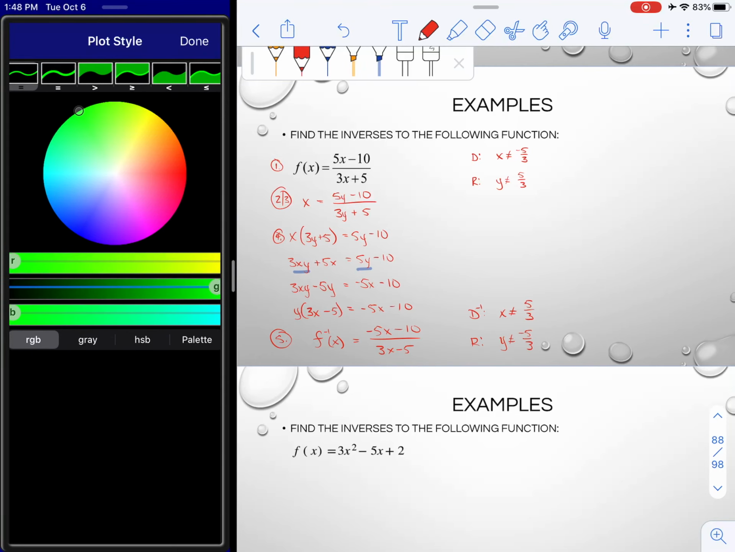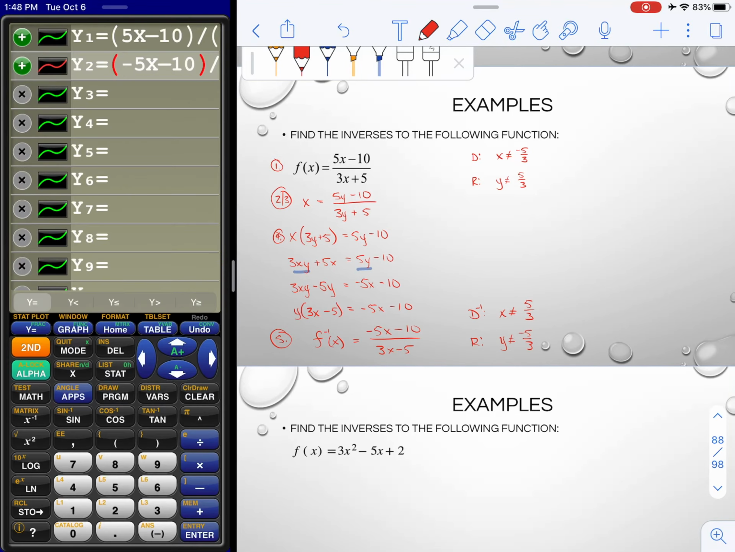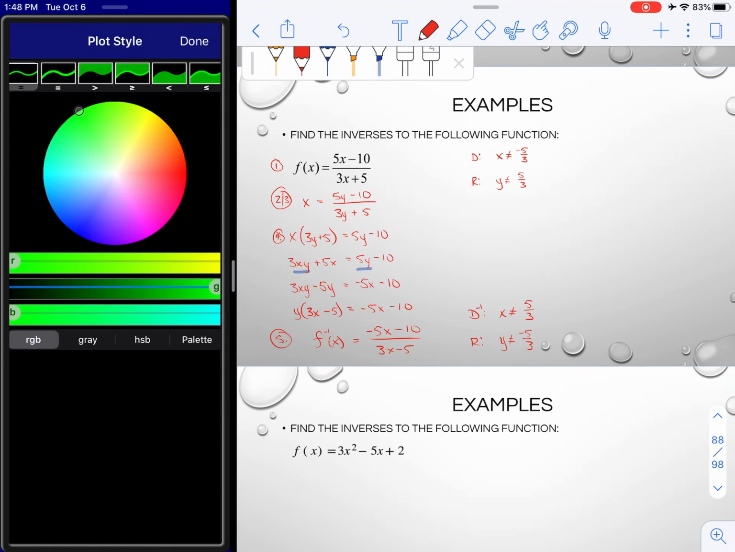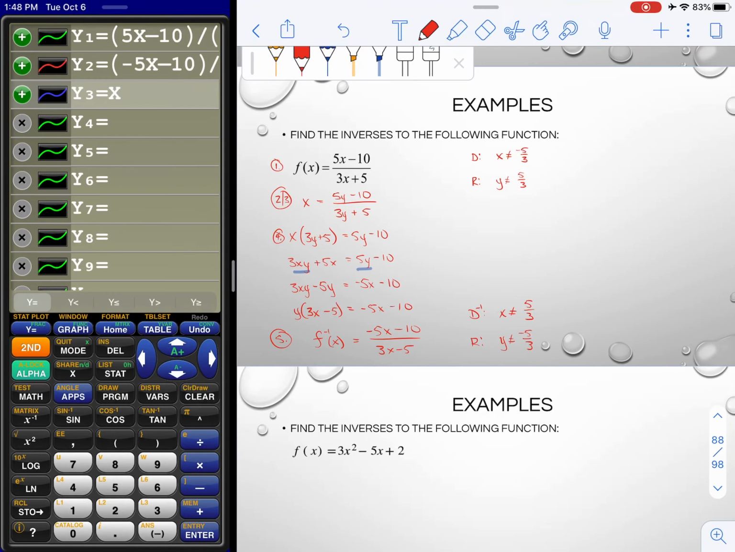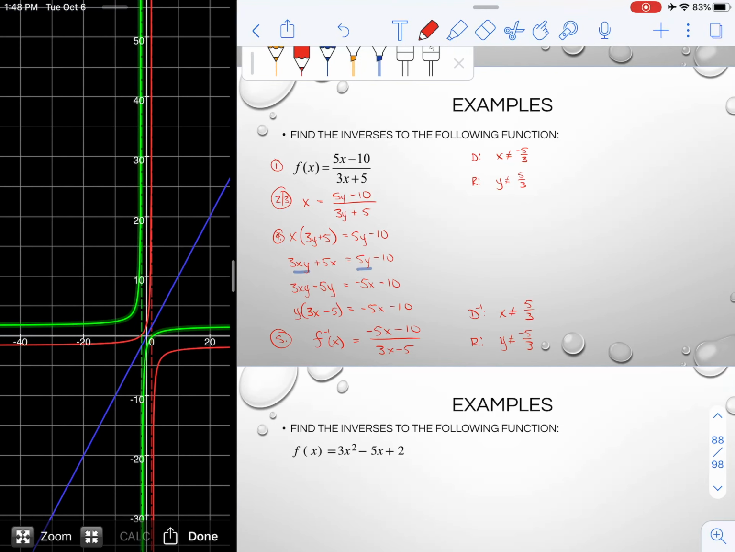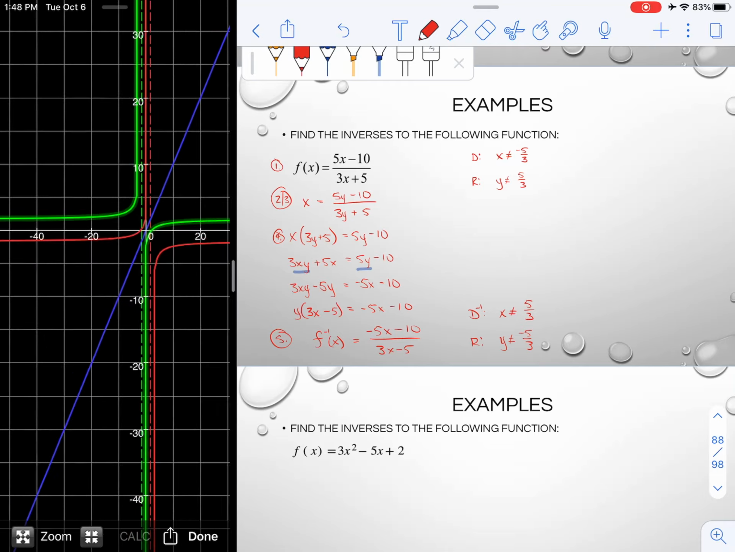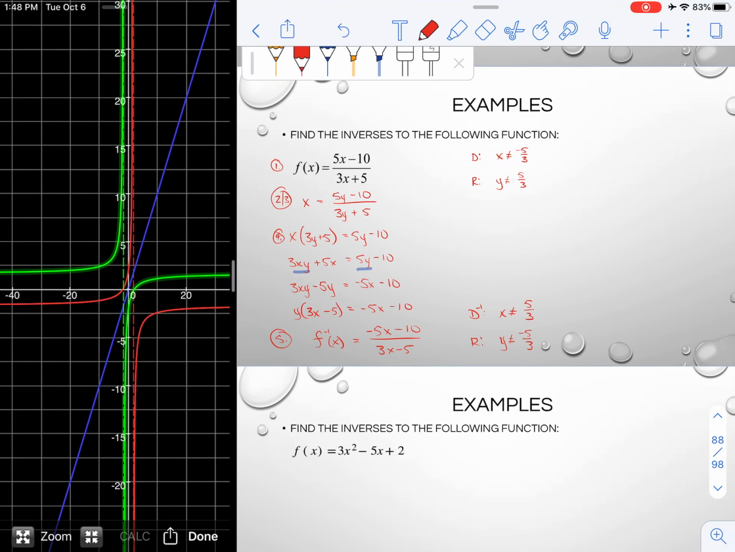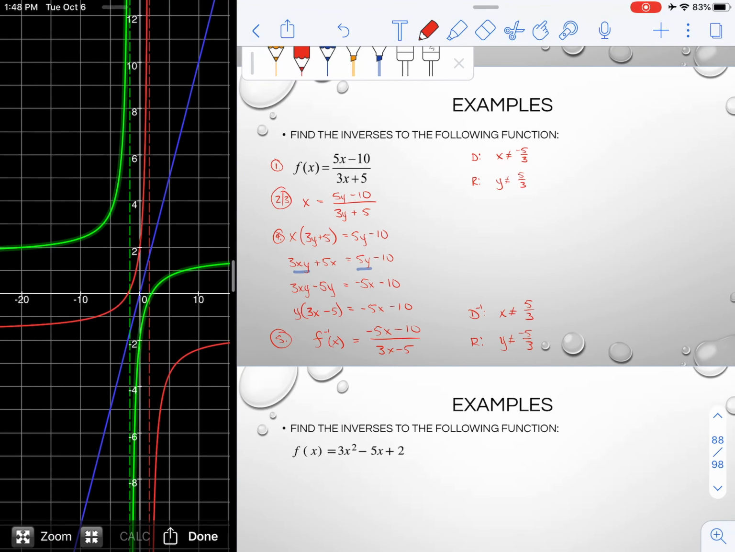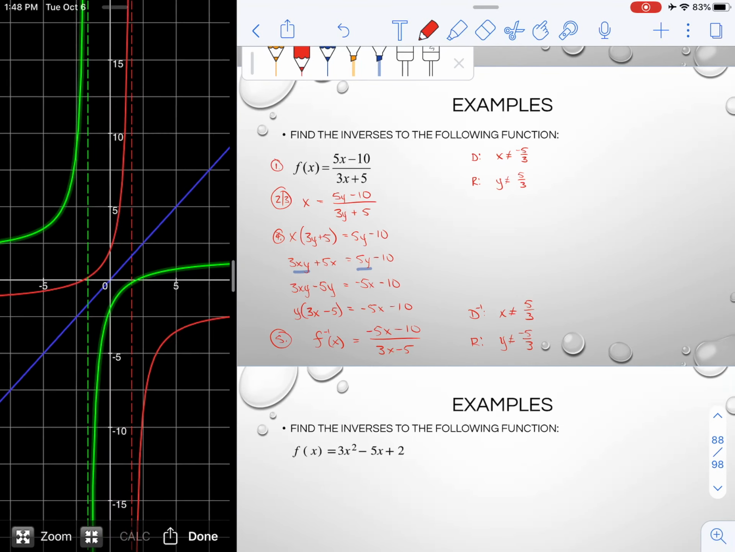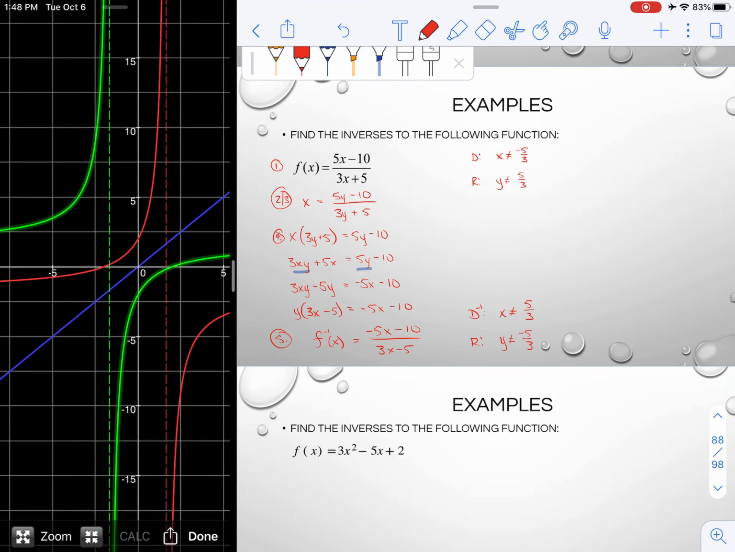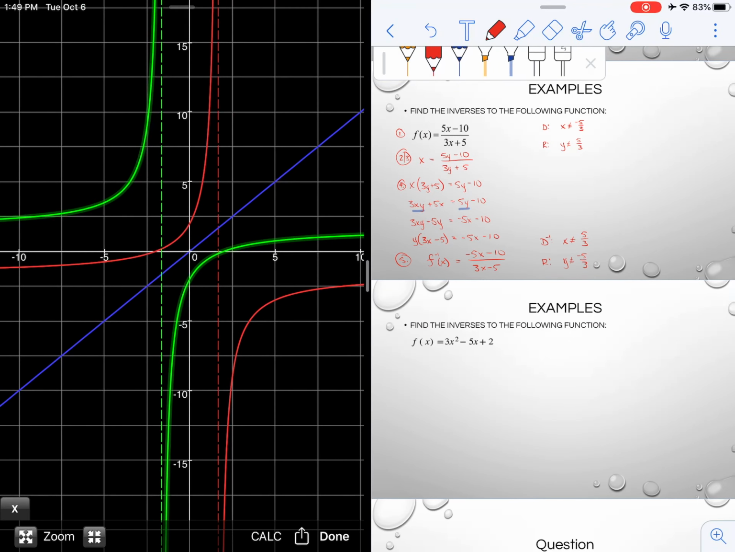Let's change color for the second one. For the third one, we're going to have y equals x. And again, I want to change my color here. Let's make that blue. So if I go and graph this now, I thought this was going to be really hard for you guys to see probably at this point, but there we go, it's about square.